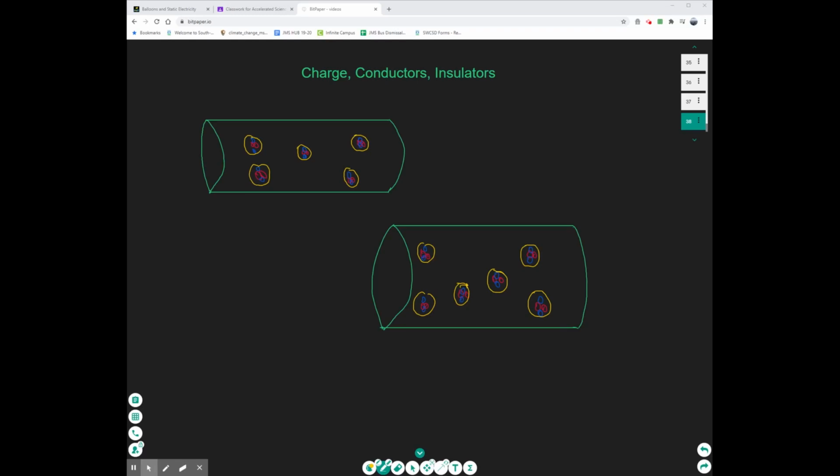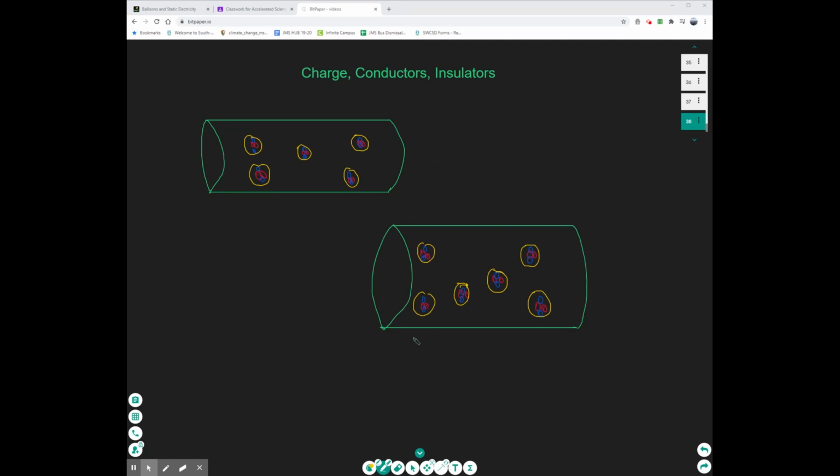Okay, so today we're going to talk about electricity, but before we can really talk about electricity, we need to understand charge. What is it? And then what are things that allow charge to flow, like conductors, and what are things that don't so much, which are called insulators?